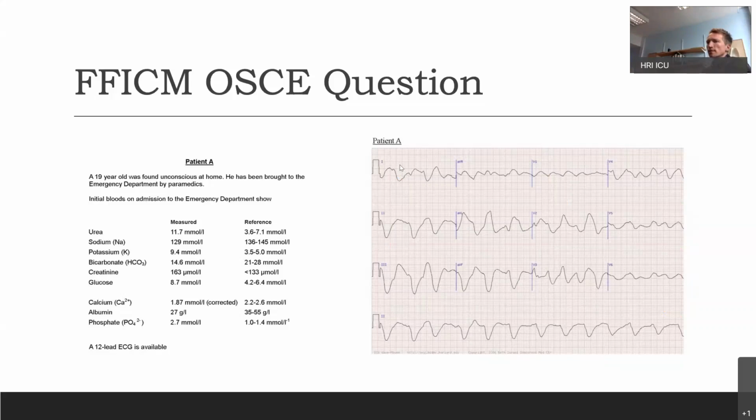Initial bloods on admission to the department show slightly high urea, slightly low sodium, very high potassium, low bicarbonate, AKI indicated by its creatinine. The other bloods and the ECG. So post some answers. What can you see? What do you think's going on here?